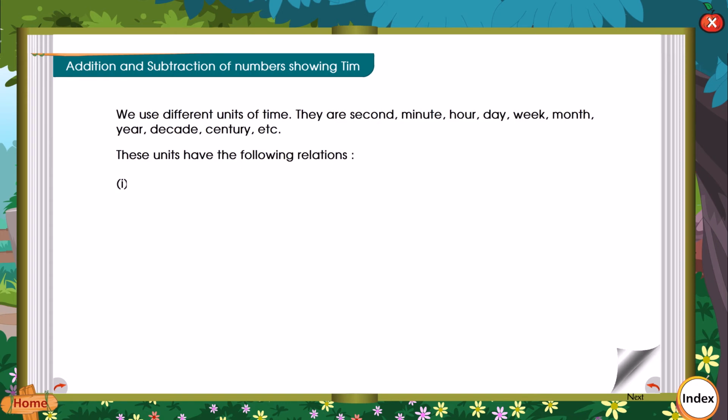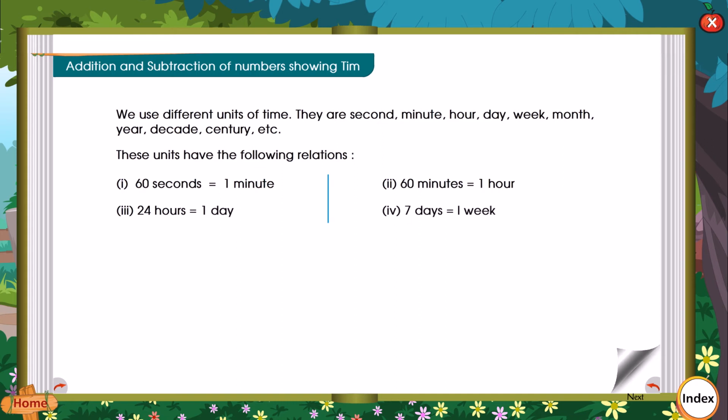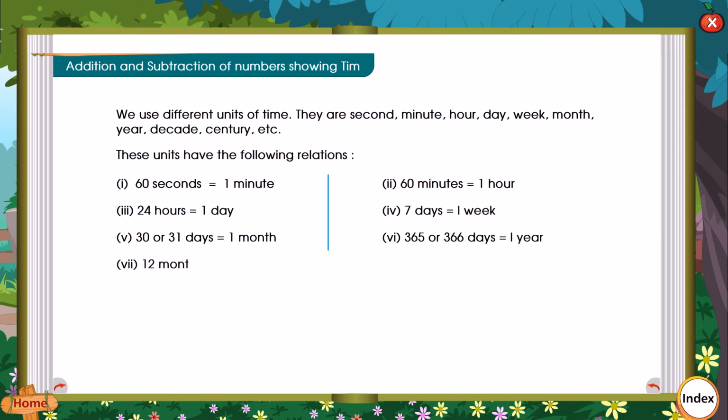1. 60 seconds is equal to 1 minute. 2. 60 minutes is equal to 1 hour. 3. 24 hours is equal to 1 day. 4. 7 days is equal to 1 week. 5. 30 or 31 days is equal to 1 month. 6. 365 or 366 days is equal to 1 year. 7. 12 months is equal to 1 year.